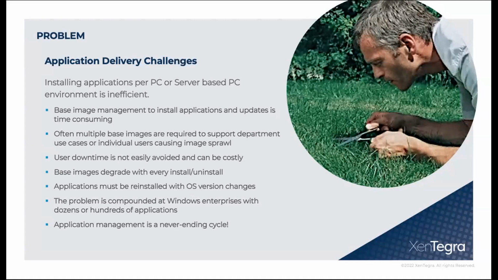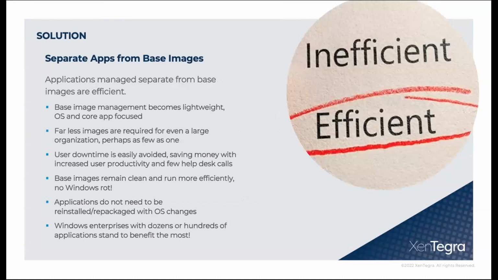And with that, we talk about what is the solution, right? If managing these applications individually per PC, per virtual desktop, per physical desktop is inefficient, what is the solution? That's really where we start looking at separating the apps from the base image, right? If you think about it, managing the apps separately from the base image is more efficient. The base OS image management becomes easier, right? We have a base vanilla image. There's far fewer images required because apps are managed separately.